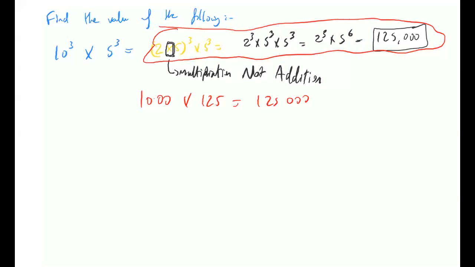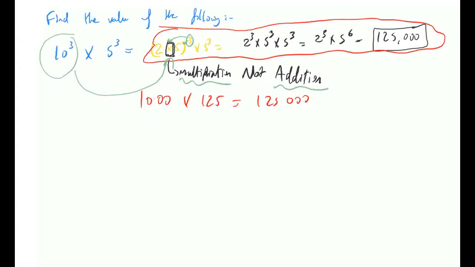Okay, we were saying that 10 power 3 times 5 power 3 would be 2 times 5 all power 3. We converted the 10 to 2 times 5. Then that is multiplied by 5 power 3. So we said the power will go to the 2 and to the 5. And we said that is valid because it's a multiplication, not an addition, okay?